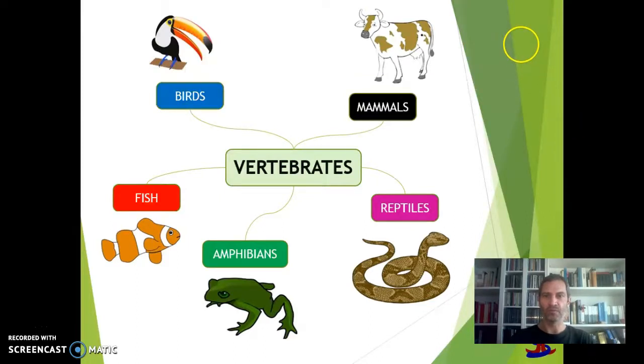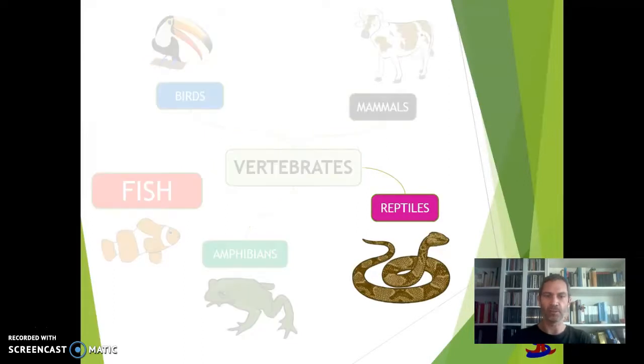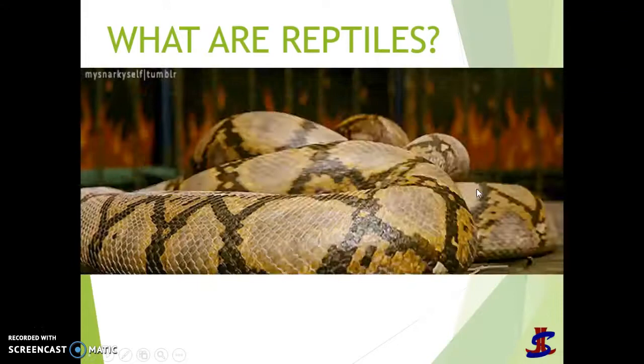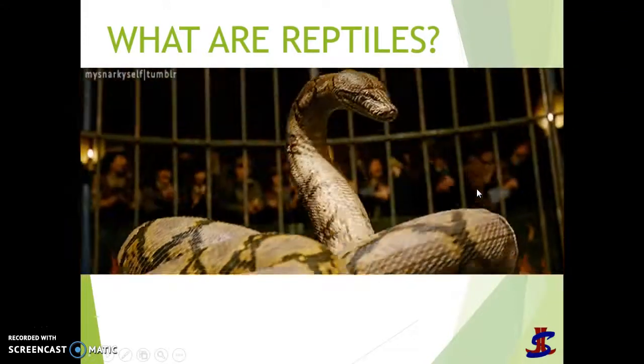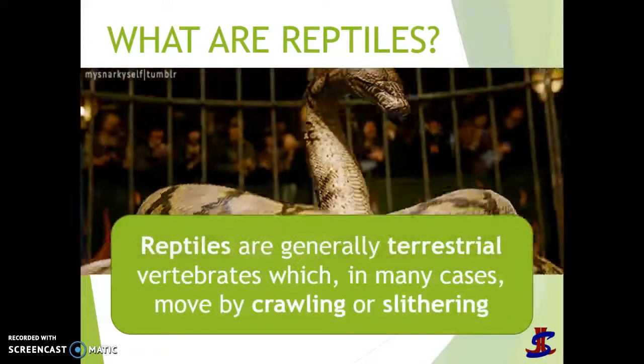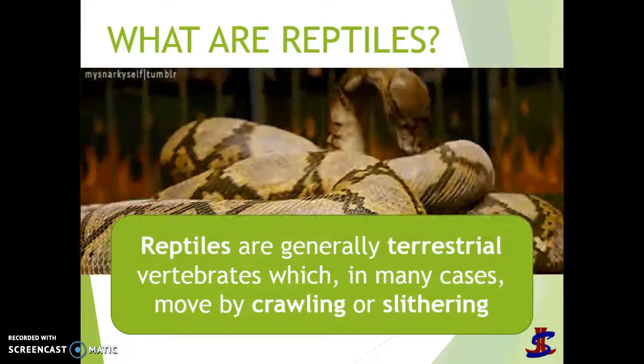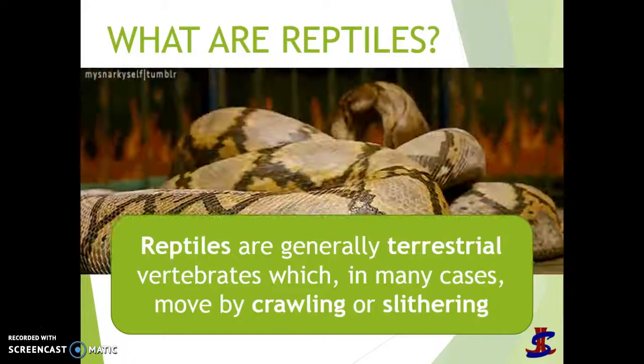Vertebrates. You remember the 5 groups of vertebrates: fish, amphibians, reptiles, mammals, and birds. We're going to talk today about reptiles. Just let me hide myself because we have plenty of information today, and I don't want to bother you. So, see you later. Okay, let's go ahead. What are reptiles? Reptiles are generally terrestrial vertebrates which in many cases move by crawling or slithering.